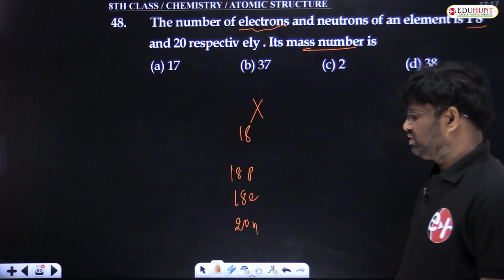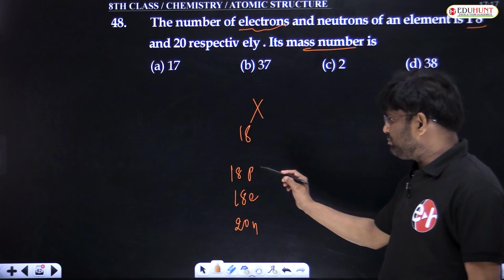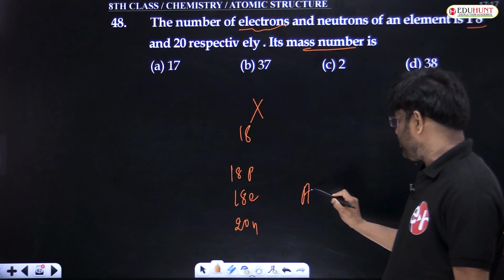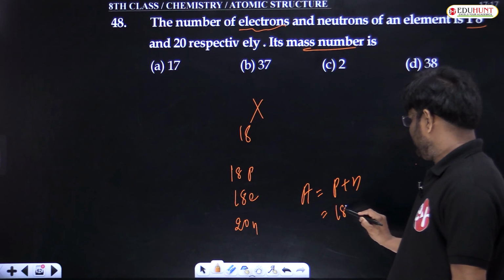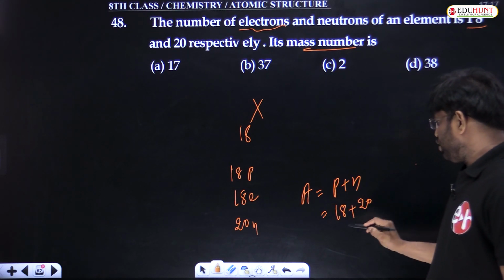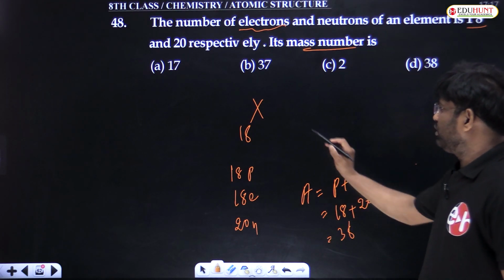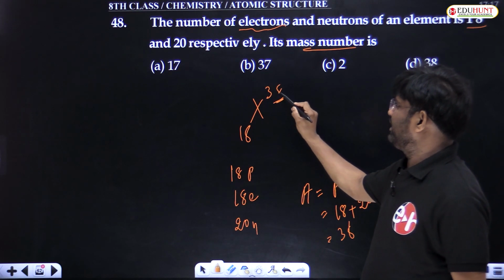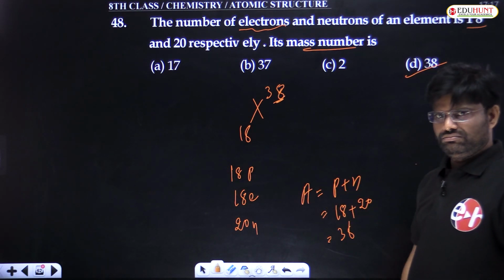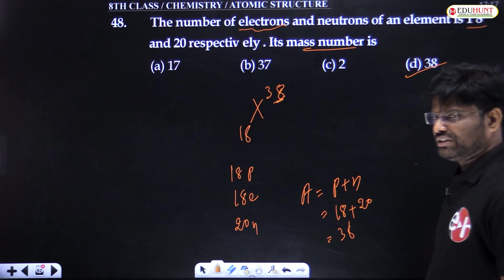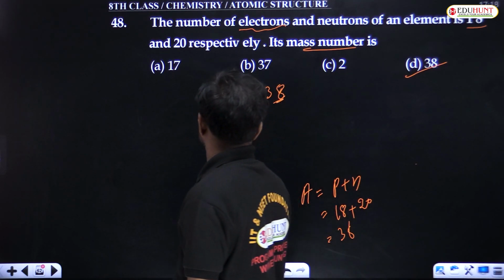Okay now, mass number A is equal to what? Protons plus neutrons. Protons how many? 18. Neutrons how many? 20. So how much is it? 38. So the mass number is 38. The answer is option D.